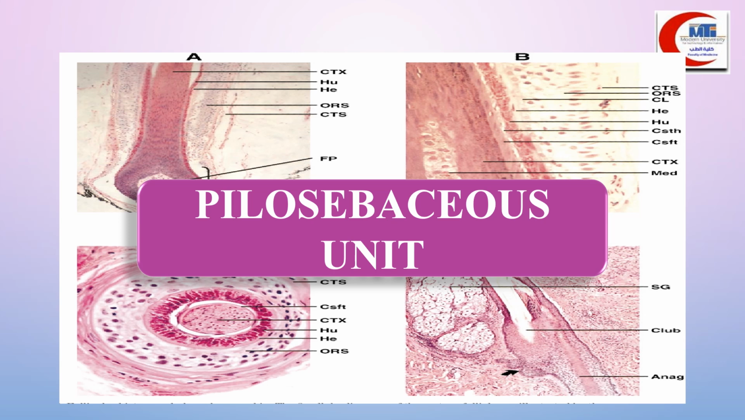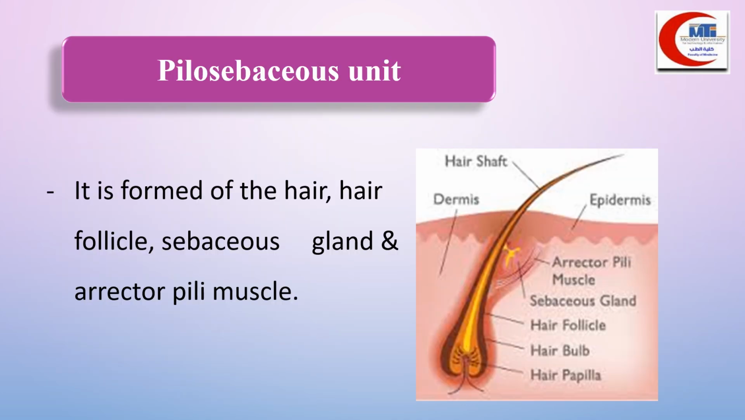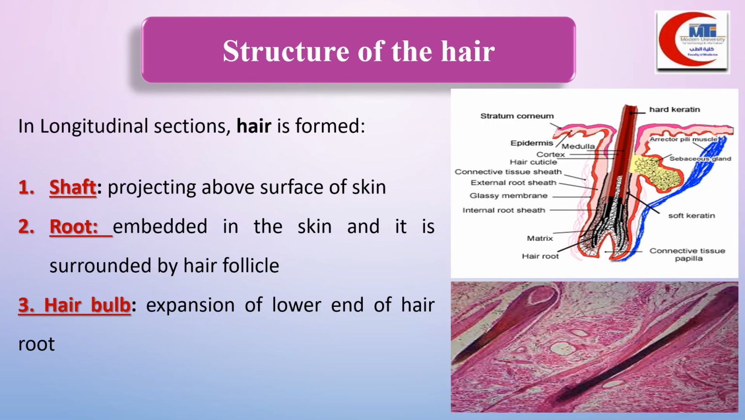Now let's learn the structure of the pilosebaceous unit. The pilosebaceous unit is formed of the hair and hair follicle, sebaceous gland, and the erector pili muscle. This is the pilosebaceous unit, which is formed of the hair follicle, sebaceous gland, and the erector pili muscle. The structure of the hair: the hair is a cornified epithelial thread. It is found anywhere thin skin is present, except in certain sites, like the red margin of the lip and glans penis.